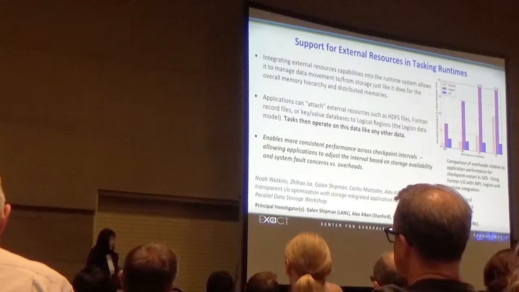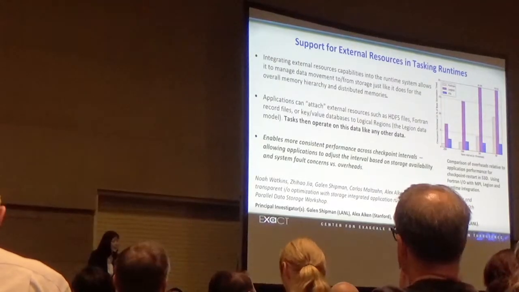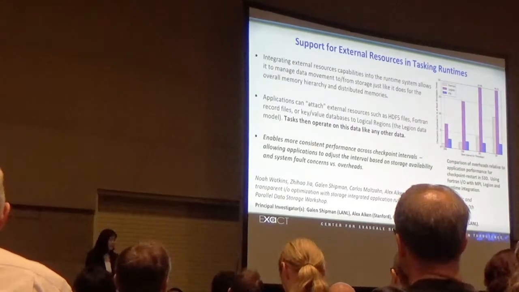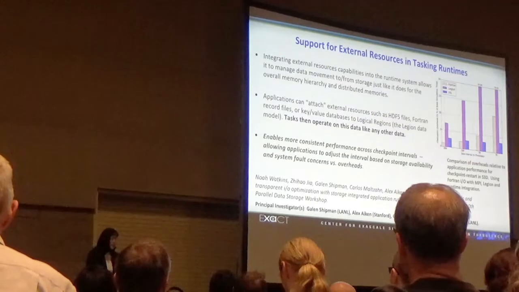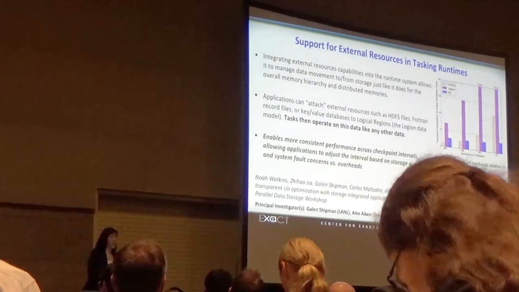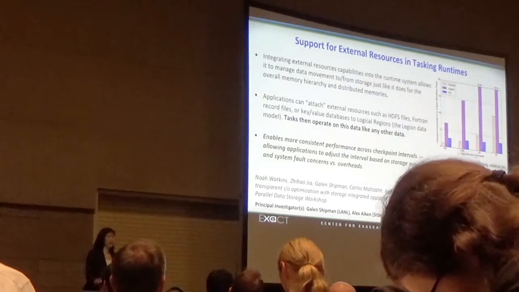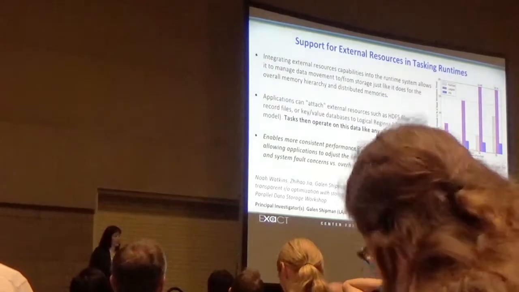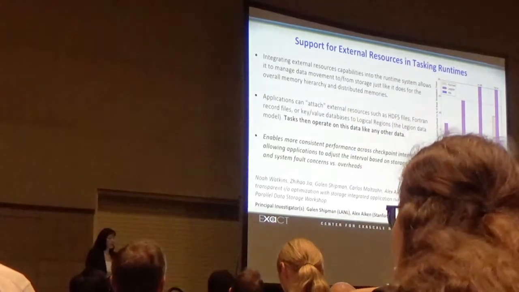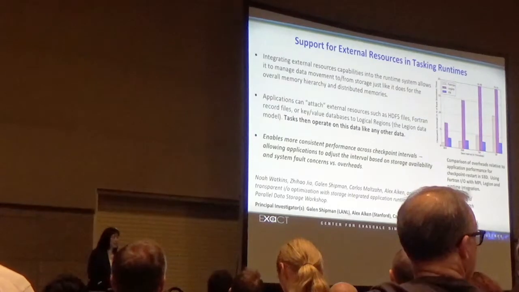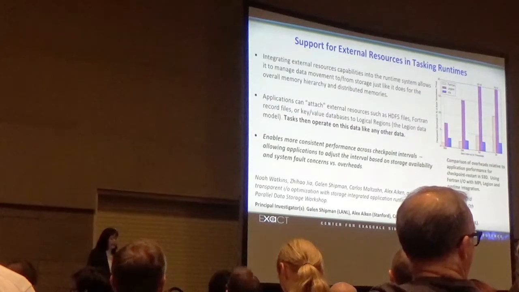Okay. So extending this work, we'd like to also find support for external resources in these tasking runtimes. Not only have the runtime see the holistic simulation, but also have it attach external resources for I/O, such as HDF5 files, Fortran record files, or key value databases to logical regions so that the Legion data model can see them and the tasks can operate on these external data like any other data that it already sees.